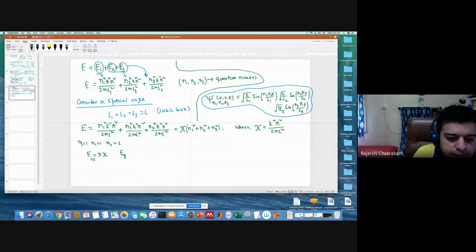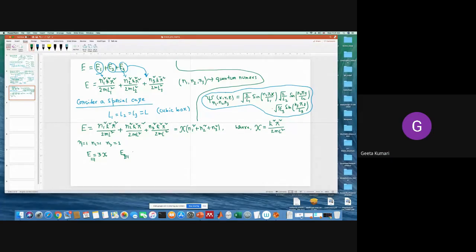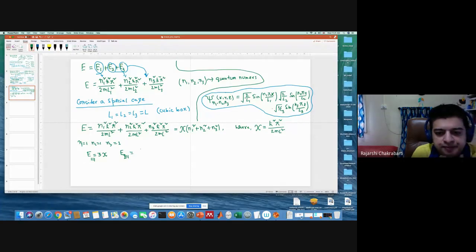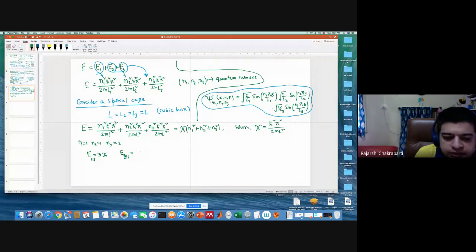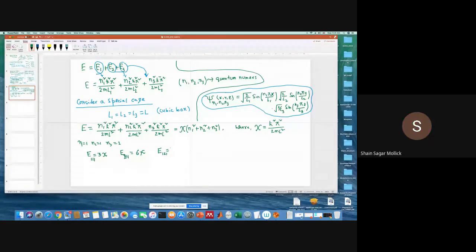So next one I'm calling 211. What will be the answer? 6 chi. It will be 4 plus 1 plus 1, 6 chi. But it is also possible that I have a situation like 121. What is the answer? 6 chi. Same. This is again 6 chi.